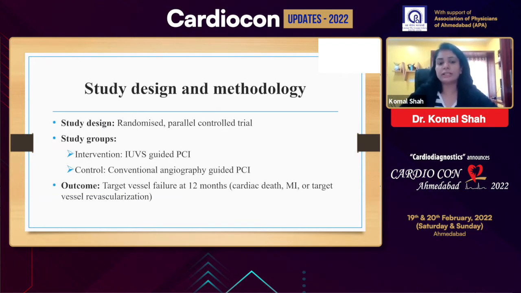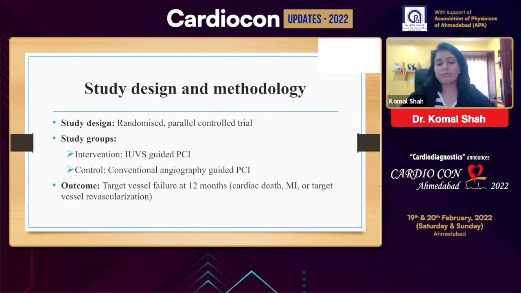First of all, it is critical to understand the study design and methodology that we want to opt for in addressing this research question. The student has this kind of study design, which is displayed here. It is a randomized controlled parallel trial where two study groups will be included. First would be the intervention arm, where IVUS-guided PCI technology will be used. And the second would be the control arm, where conventional angiography-guided PCI will be used.